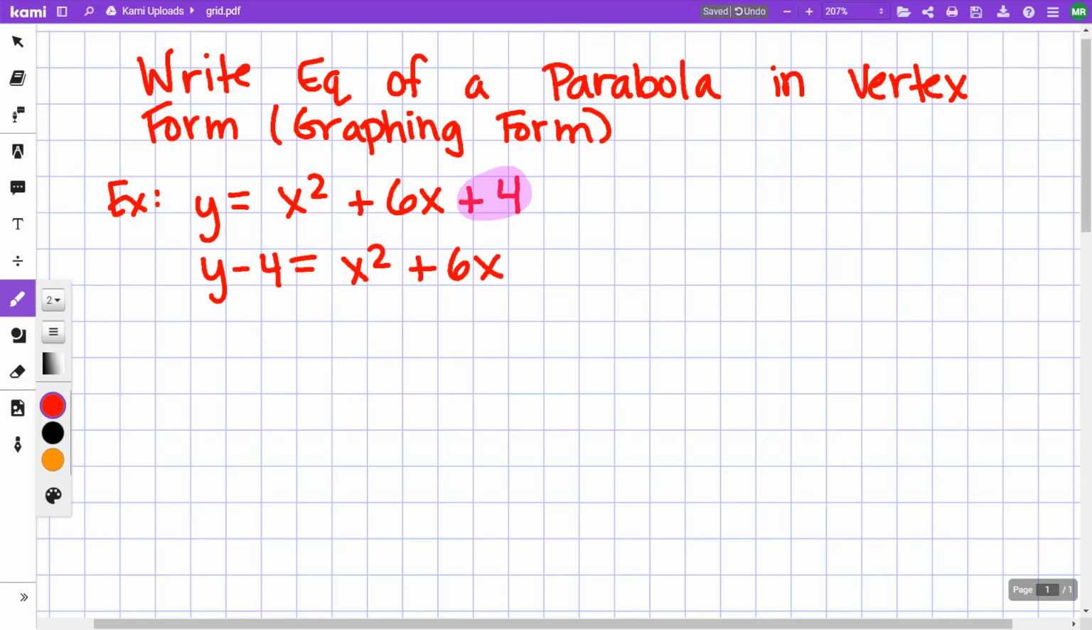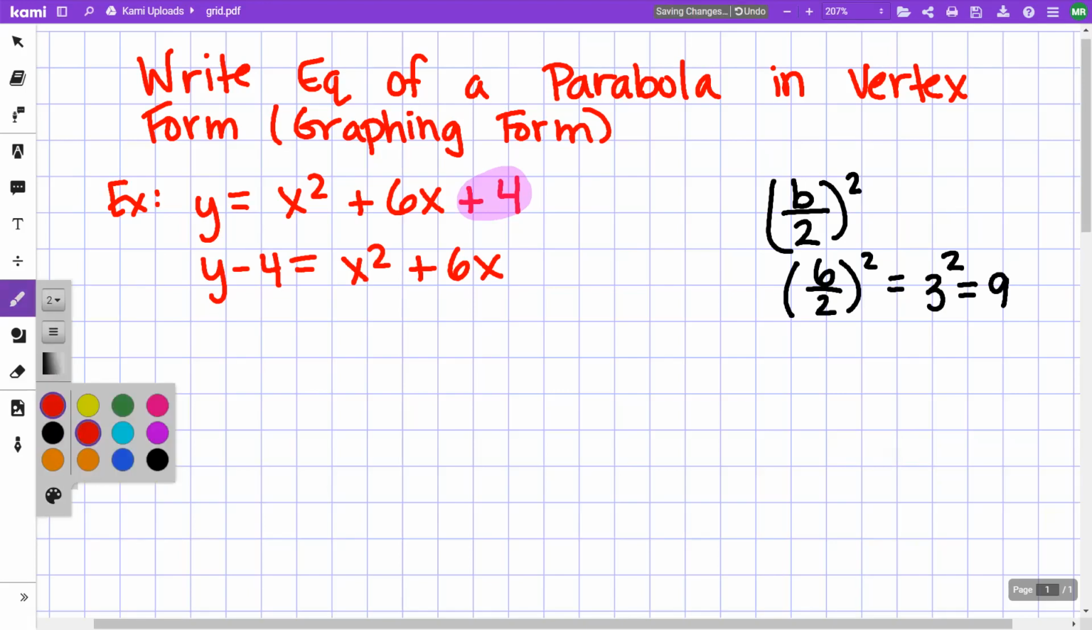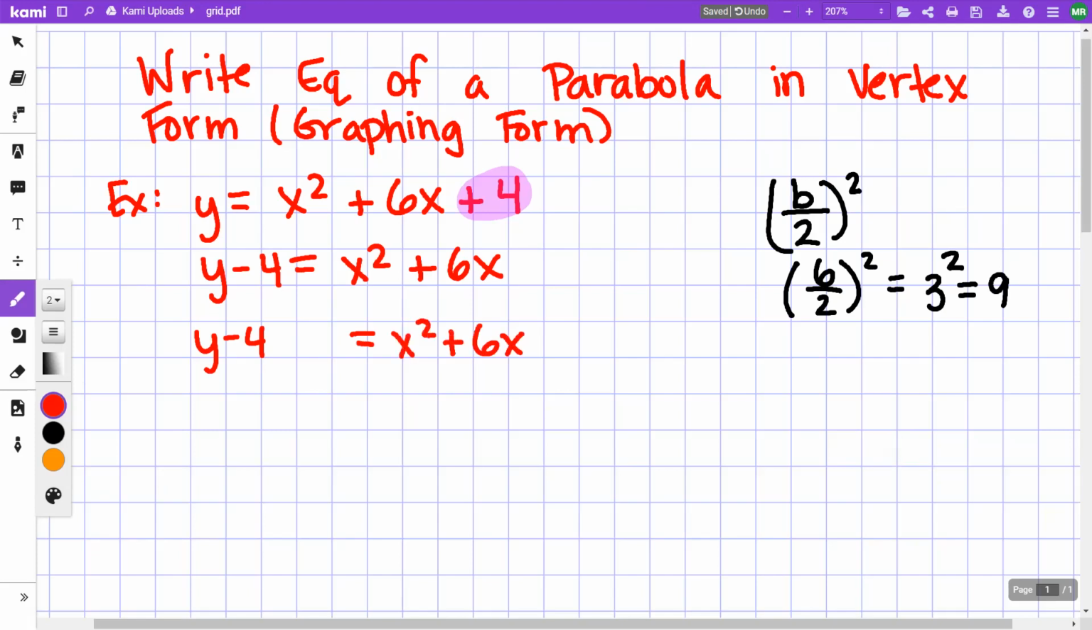So we just did notes a second ago where we could do the box, but you can also do b divided by 2 and then square that. So half of my 6 is 3 and 3 squared is 9. So I'm going to have y minus 4 on this side, x squared plus 6x on this side. I'm going to go plus 9 on both sides. So this is going to be y plus 5 is equal to the quantity x plus 3 squared.